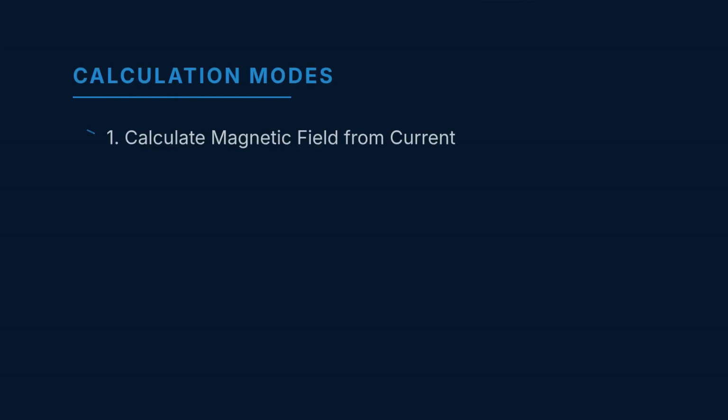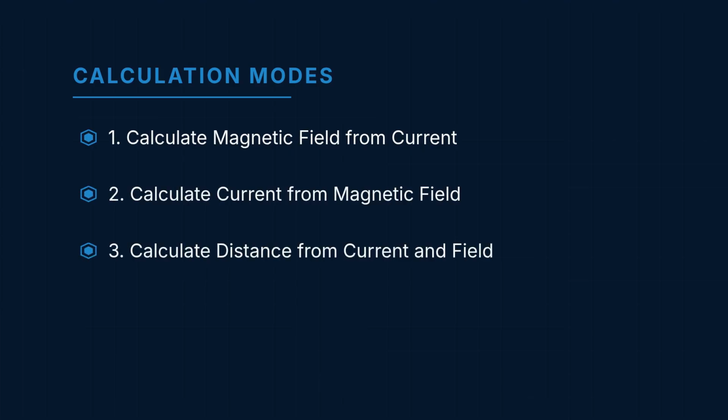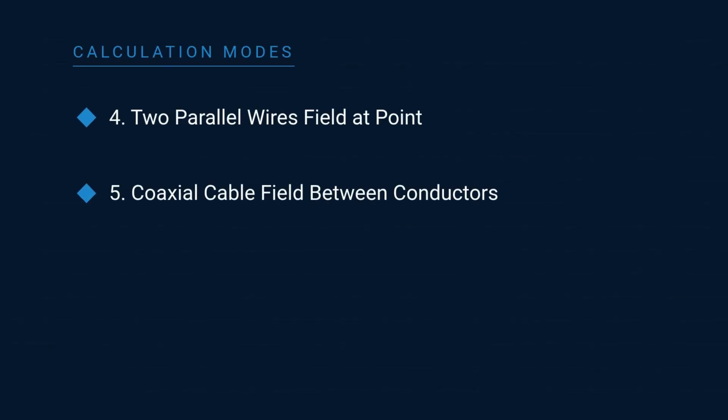Calculate magnetic field from current. Calculate current from magnetic field. Calculate distance from current and field. 2 parallel wires field at point. Coaxial cable field between conductors, or finite wire segment field at point.